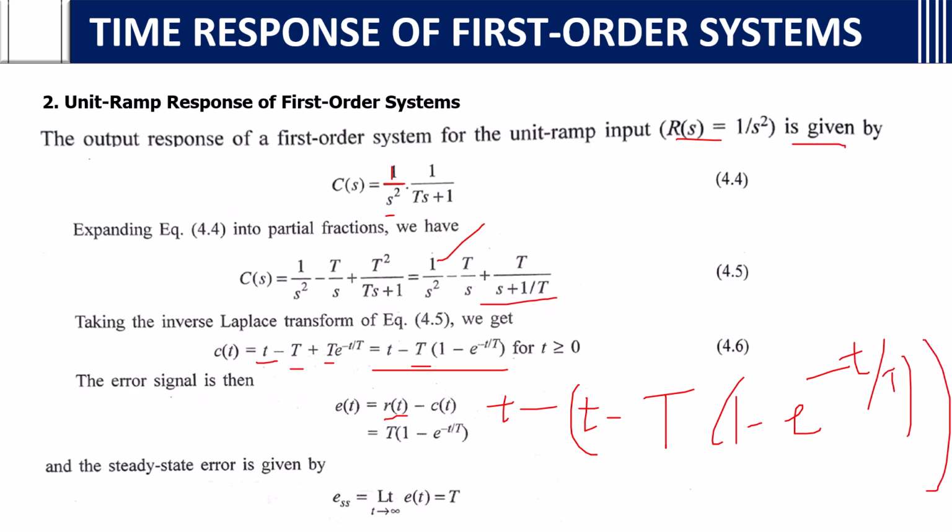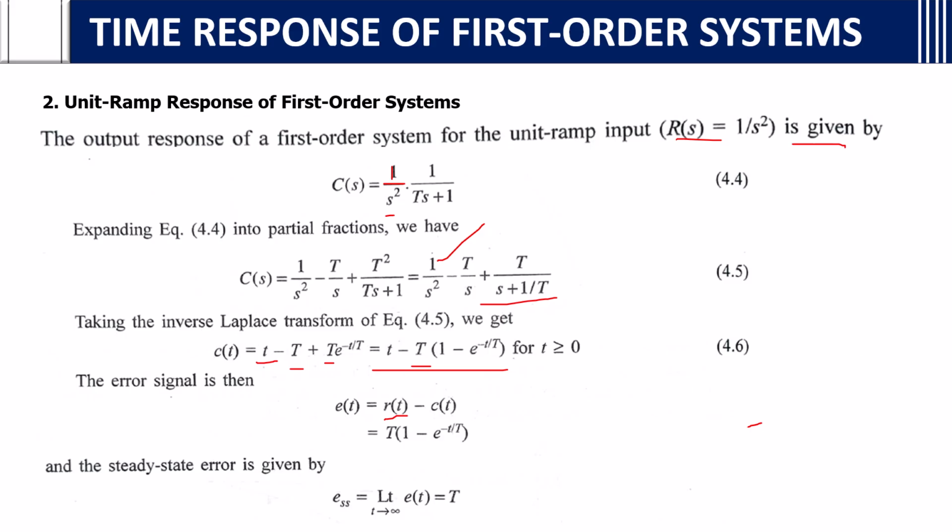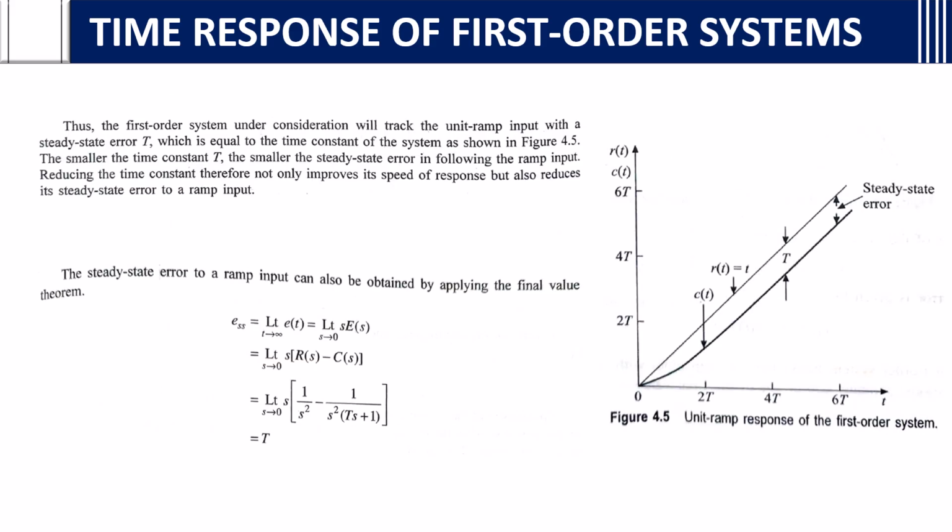If you do like this, these two get cancelled. This minus into minus becomes plus. So you will get t into 1 minus e power minus t by T as the answer. I hope you understood now. And the steady state error will be the limit as t tends to infinity of e of t. Whatever the error is, you should take t tends to infinity. Finally you will get 1 by t as the steady state error.